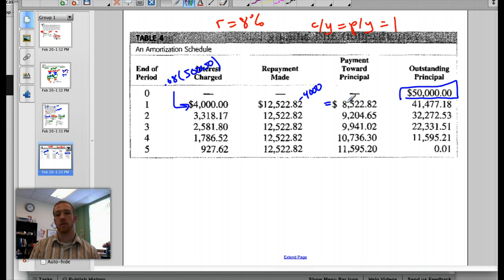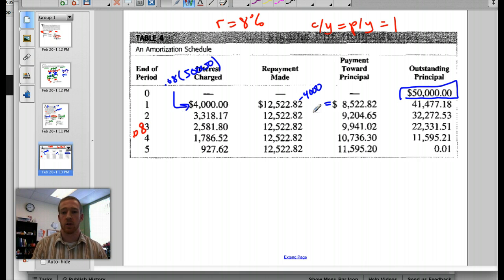And that's what's left to come off of your outstanding principal, or your outstanding loan. So you do 50 grand minus the amount that's left over to go towards the loan, and that leaves you with 41,477.18.